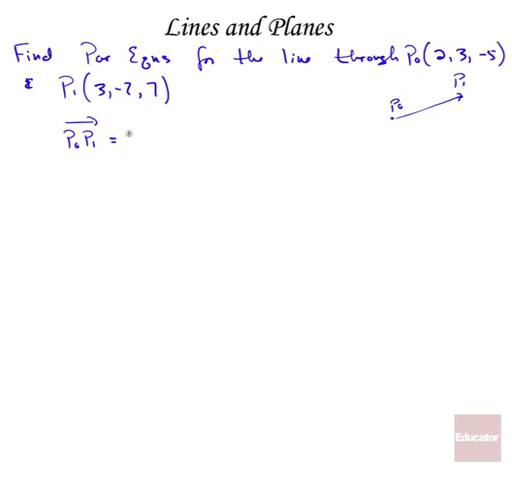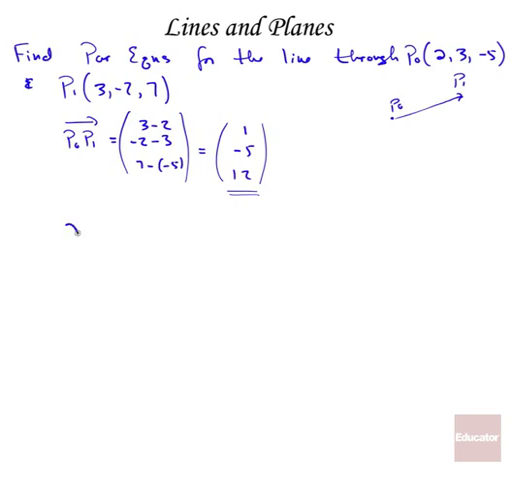So that's going to equal 3 minus 2, minus 2 minus 3, 7 minus negative 5. That's how we get a vector: we just take the arrow, the head, minus the tail. So we end up with 1, -5, and 12. So this is my direction vector. And now I can just read it right off.